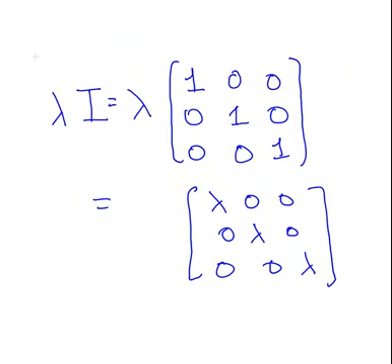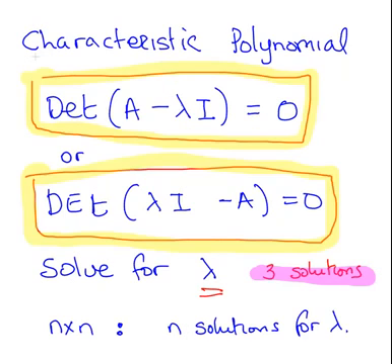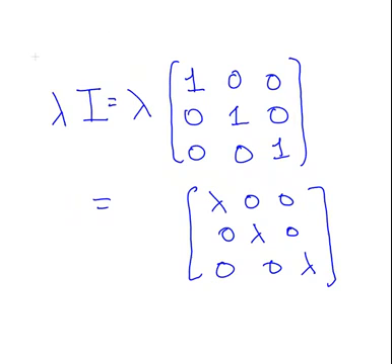Let's have a look at this here. Part of our characteristic polynomial is this expression, lambda times I, where I is the identity matrix. For the time being, we're going to treat lambda as a single scalar. So lambda times the identity matrix is something like this: lambdas on the diagonal, zeros elsewhere.